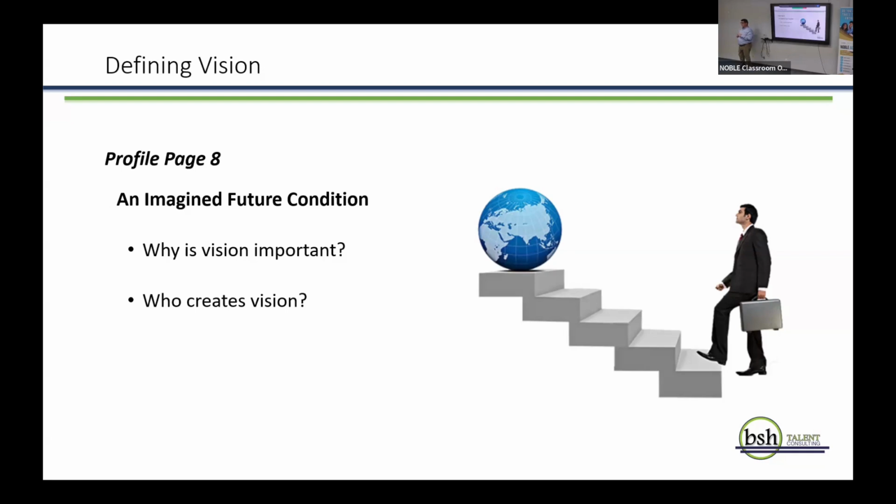That gives the direction. Yes, absolutely. Thank you. And then who creates vision? Obviously, if you're a smaller company, or it's just you and someone else, it's going to be that group. But if you think of a larger organization, or how even a small company could think about creating vision, who do you think should be involved?